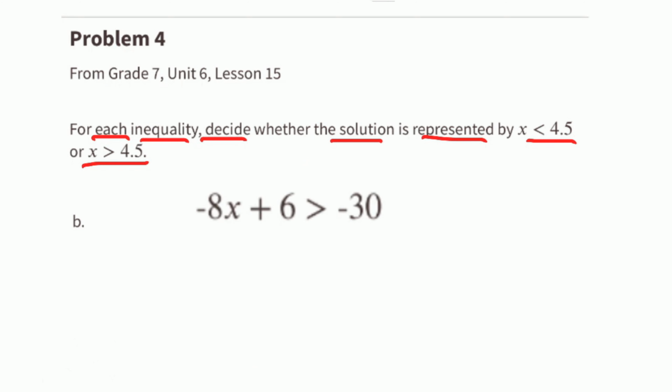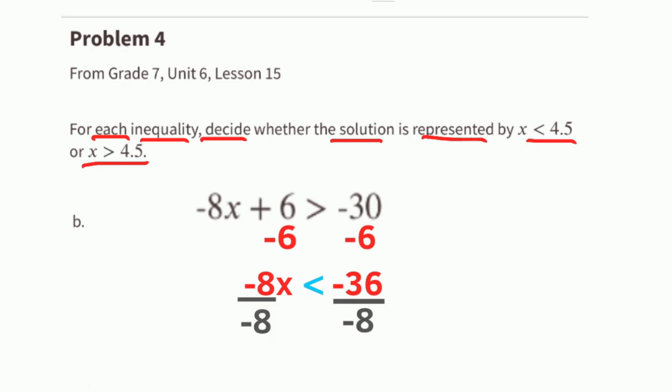B. The first thing we need to do is subtract 6 from both sides of the inequality sign. That leaves us with negative 8x is greater than negative 36. Next, we need to divide both sides by negative 8. Since we're dividing by a negative, we need to switch the inequality sign. X is less than 4.5.